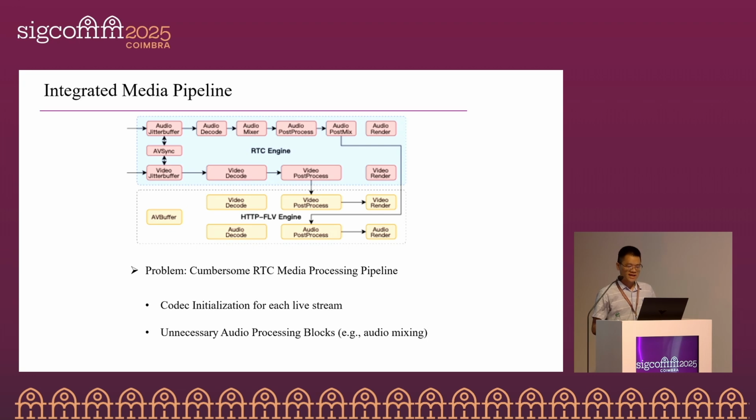Our first optimization tackles the inefficiency in the vanilla RTM media pipeline, which was originally designed for RTC. The key inefficiencies include the codec initialization and unnecessary audio processing blocks. In RTC, the codec objects are initialized for each view session, increasing CPU usage and delaying the first frame. Additionally, many RTC audio processing blocks, like audio mixing, are unnecessary for live streaming, where viewers don't publish audio streams. These blocks add unnecessary CPU overhead.